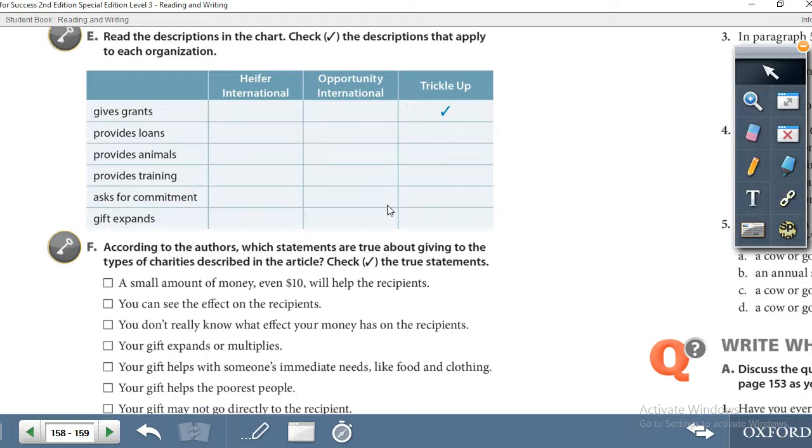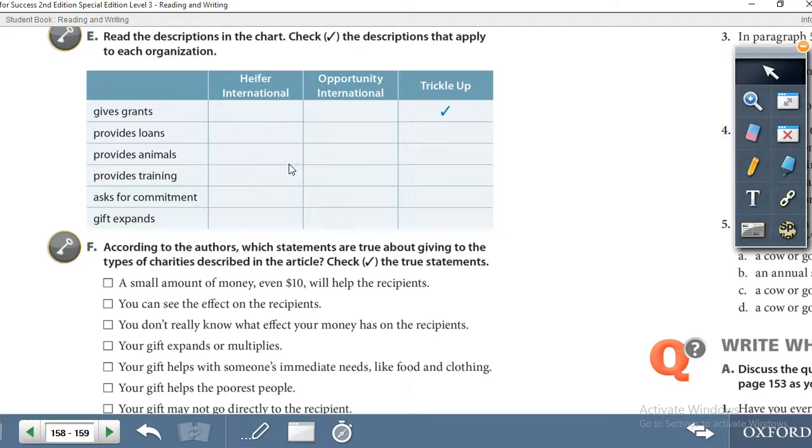So it says read the descriptions in the chart. Check the descriptions that apply to each organization. So these are the descriptions. Gives grants. It obviously applies to trickle up, so they ticked trickle up. Provides loans. Which organization provides loans? You will put a tick, or you will check the box according to the organization. Provides animals, you will do the same.